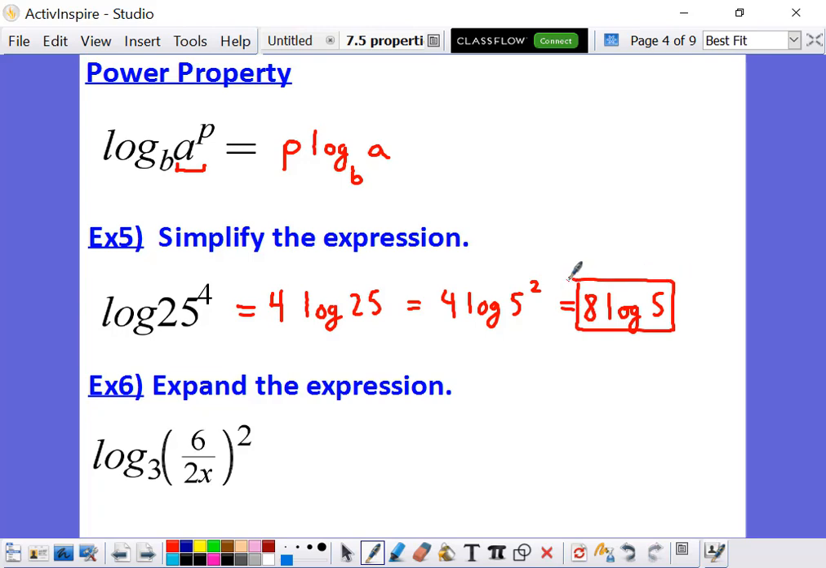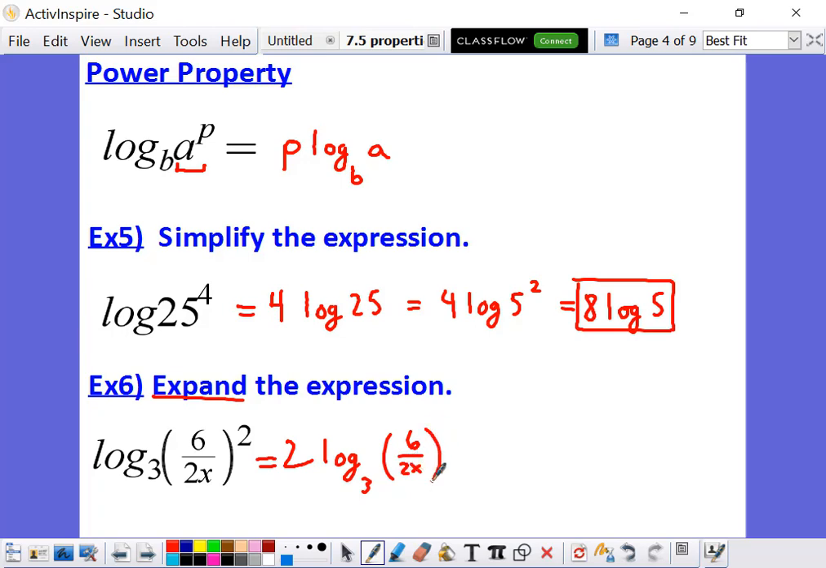Example 6, there's that word again, expand. We're going to expand the expression out into as many different logs as we can get. Okay? So log base 3 of 6 over 2x all to the 2nd power. So there's a few things that I see here that are going to happen. So the first thing that I'm going to do is I'm going to take this 2 and I'm going to slide that out into the front. So we have 2 times log base 3 of 6 over 2x.